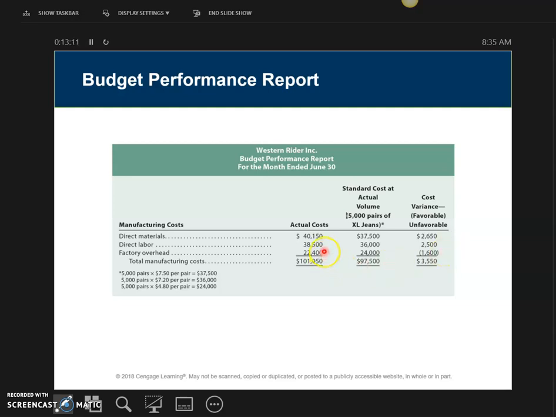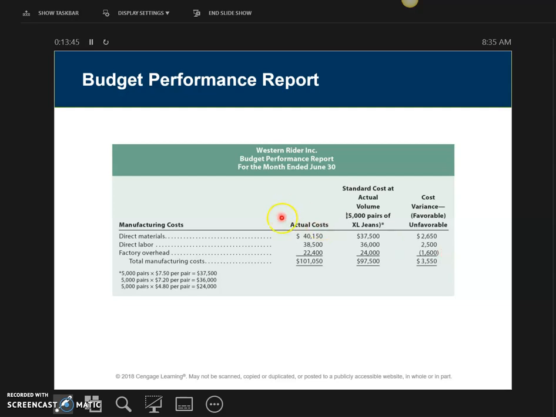My labor was $38,500. My standard was $36,000. So notice this would be unfavorable. Notice these are both positive numbers. Positive numbers mean unfavorable. But when I get to factory overhead, my factory overhead was less than what I anticipated. So when I subtract across, I'm negative 1,600. That is a favorable number. So any negatives will be favorable, any positives will be unfavorable.